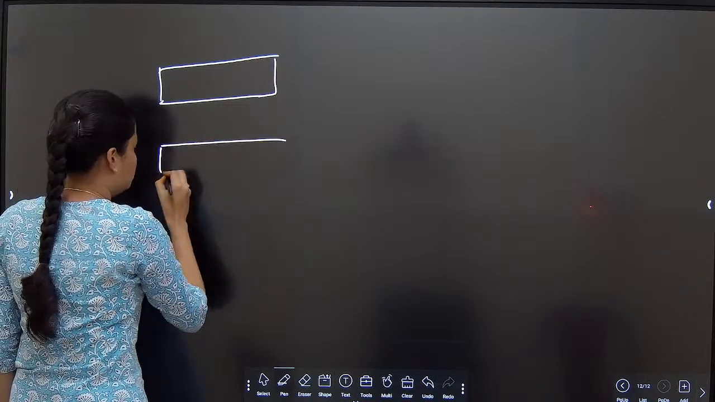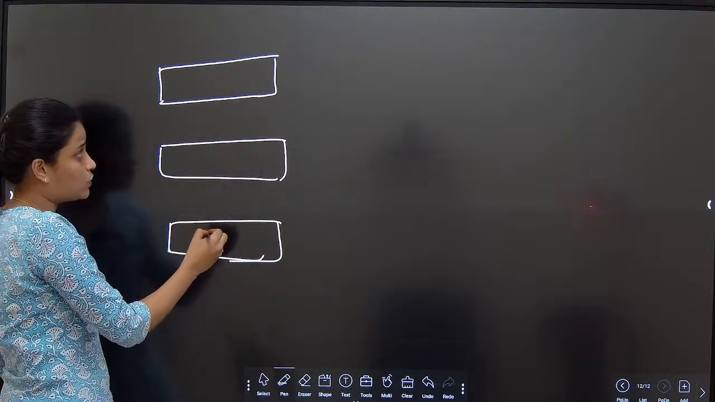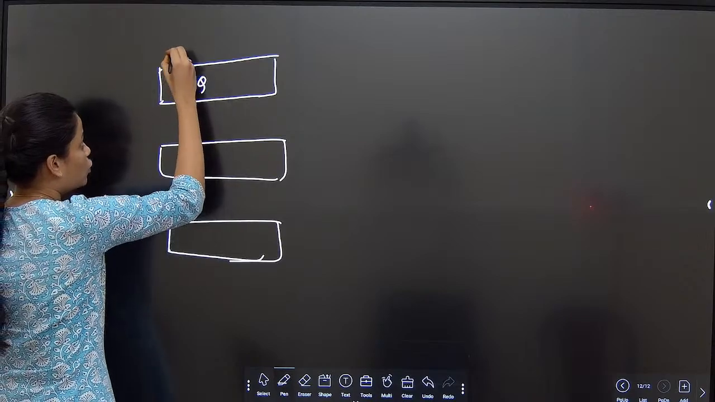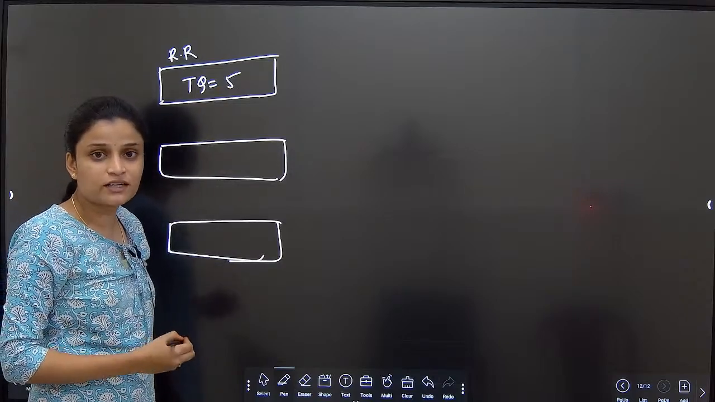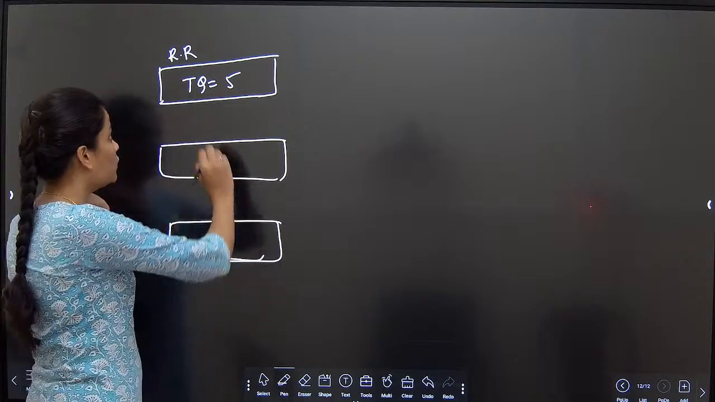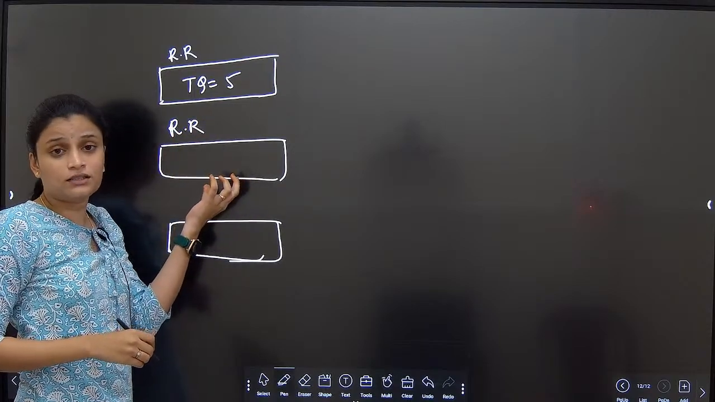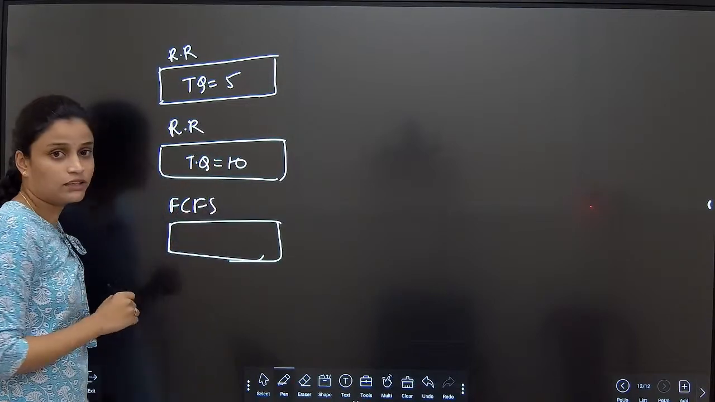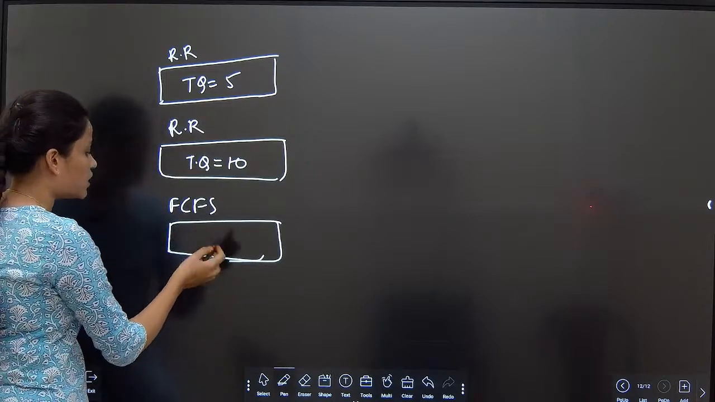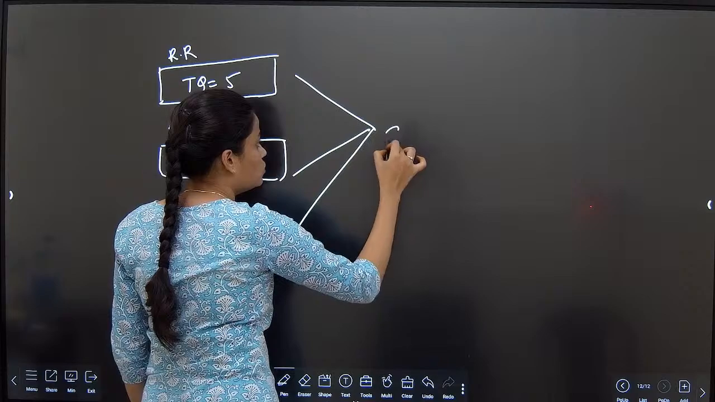I took three priorities: let this be the system process, this be the interactive process and this be the batch process. For the system process I took the round robin algorithm with time quantum 5. For the round robin algorithm we must assign the time quantum, so I assigned the time quantum as 5. Second, for the interactive process I also assigned the round robin algorithm, with time quantum 10. Then I assigned the first come first serve algorithm for the batch process. So there is no time quantum, it is based on the arrival time, that's it. All these processes are connected to the CPU.